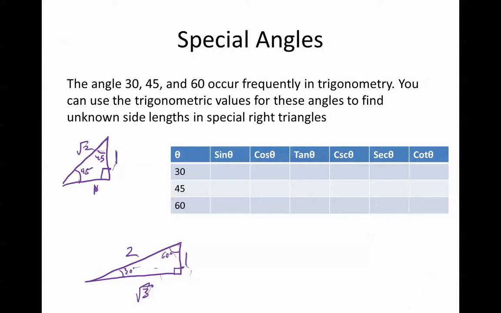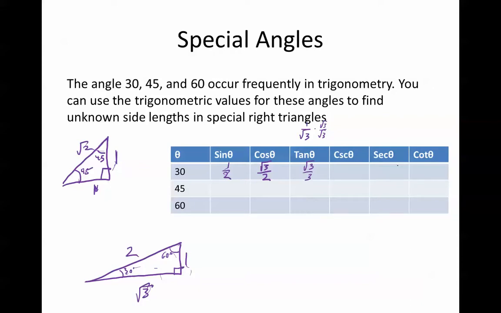So the 30 degrees, you'll notice, is opposite over hypotenuse. So that's 1/2. The cosine of that is adjacent over hypotenuse, so that's root 3 over 2. And the tangent is the opposite over the adjacent, which is 1 over root 3. But you remember, we've got to simplify that because we can't have a root in the denominator. So we multiply top and bottom by root 3, and we end up with root 3 over 3.